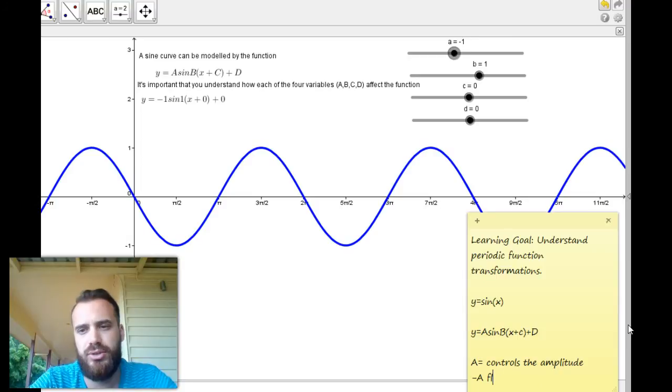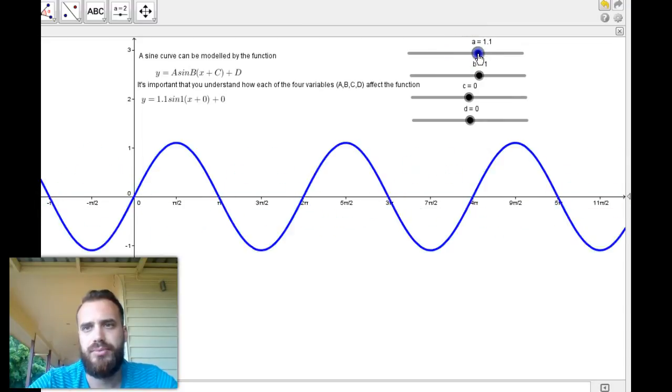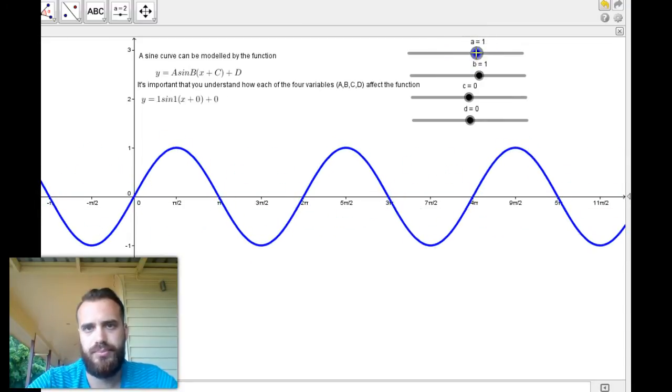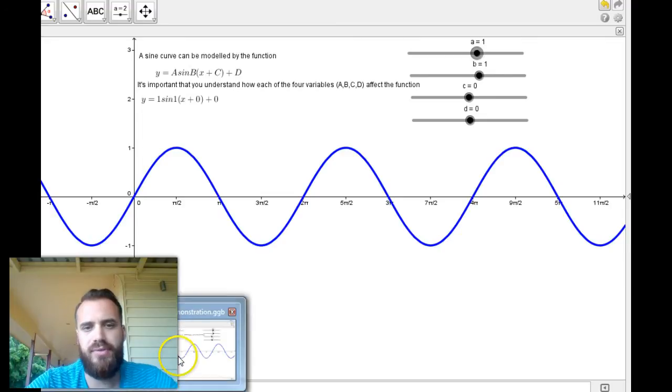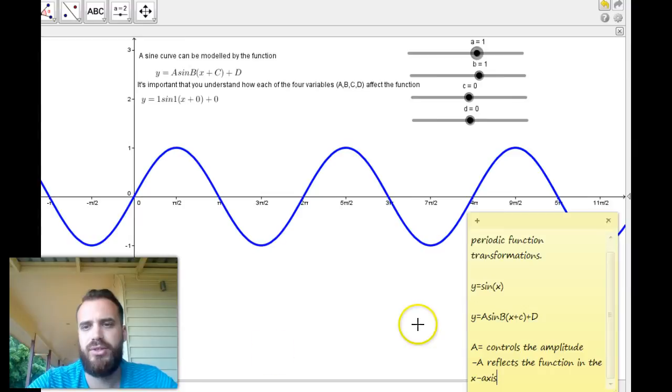Well, let's use the technical term here. It reflects the function in the x-axis. So it reflects it about the x-axis. I'm just going to move that a value back now. Okay, that's our a value dealt with. A controls the amplitude. It will also reflect the function in the x-axis.